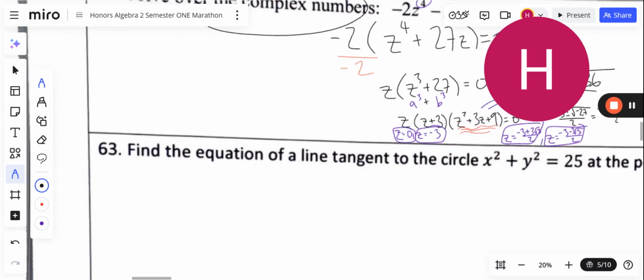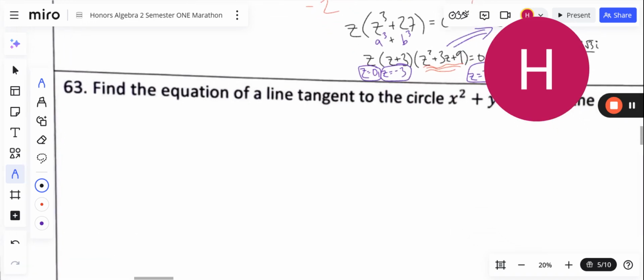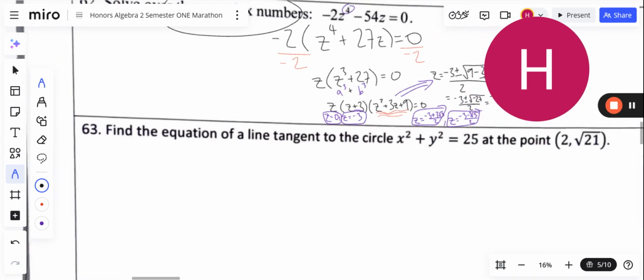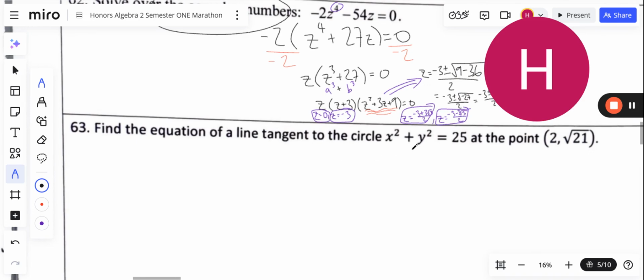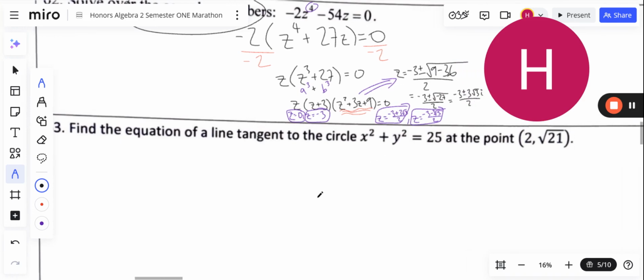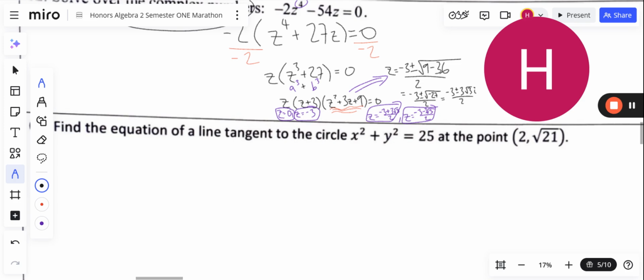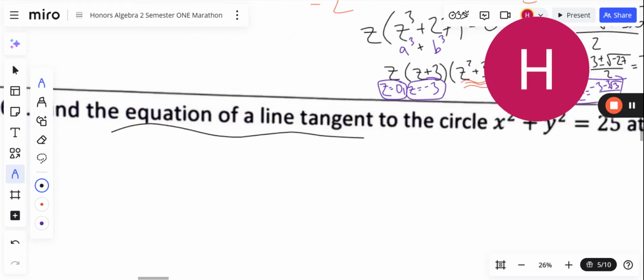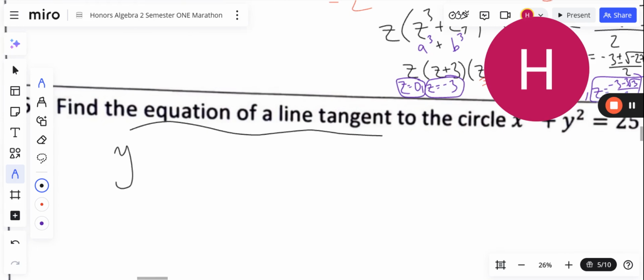Okay, let's take a crack at this one, 63. It wants us to find the equation of a line that's tangent to the circle x squared plus y squared equals 25. Equation of a tangent line, I'm going to instill this habit now. It's a great idea to write the point slope equation for an equation of the tangent line. And here's what that looks like.